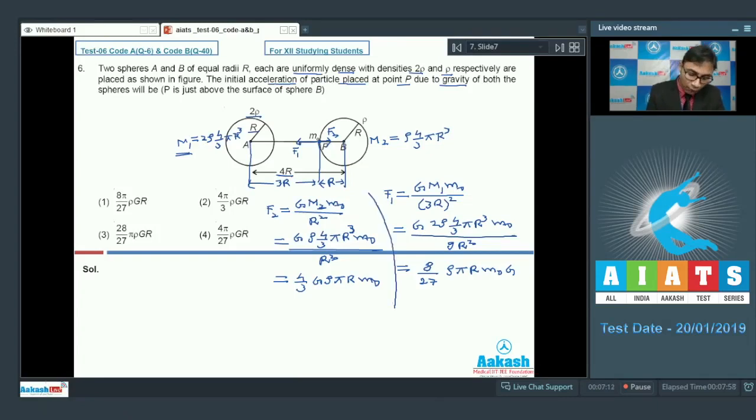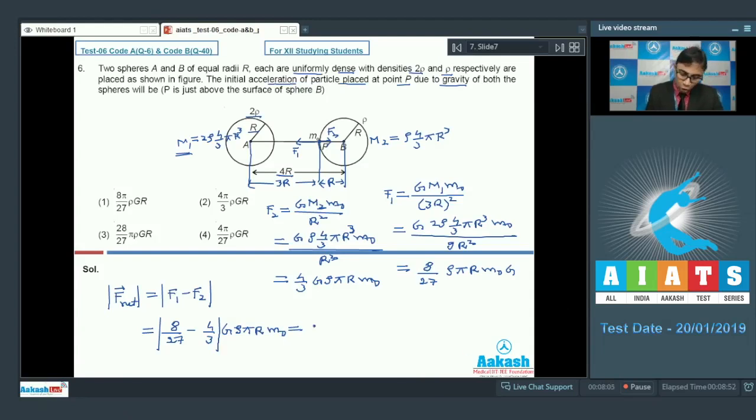And since F1 and F2 are opposite, the magnitude of the net force will be equal to the subtraction of F1 and F2, right? If I put the values here, you will get 8 by 27 minus 4 by 3. We have to only calculate the magnitude, right? Into G rho pi r m0. When you solve this, you will get 28 by 27 G rho pi r m0.